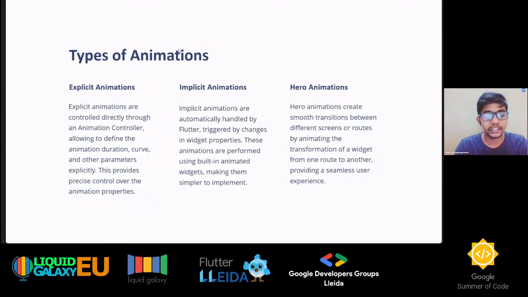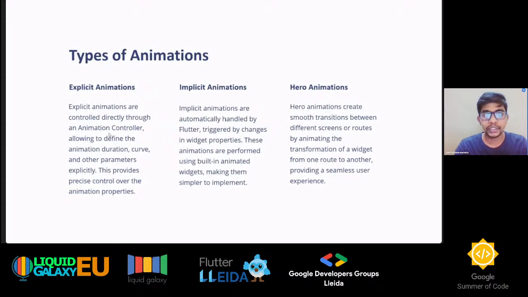So let's talk about animation types. We have many types of animation. These are the basic ones which we should know before moving towards creating advanced animations: explicit animations, implicit animations, and hero animations. Explicit animations are directly controlled by an animation controller. If we are creating an animation, it will be controlled by the animation controller, and you know how a controller works for other things we have made in Flutter. Here we can change the duration, curve, and other parameters.